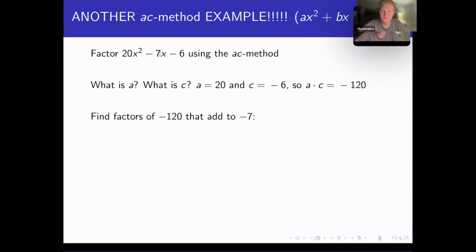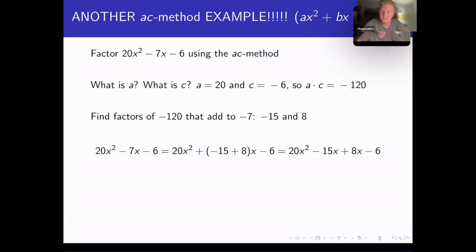All right, not obvious right away, but it is negative 15 and 8. Or again, it could be 8 and negative 15. The order doesn't exactly matter, right? If you did 8 and negative 15 instead, all you would get is a slightly different ordered answer at the very end. So that means negative 7 is negative 15 plus 8, or 8 minus 15, same thing. Well, negative 15 plus 8 times x, negative 15x plus 8x.